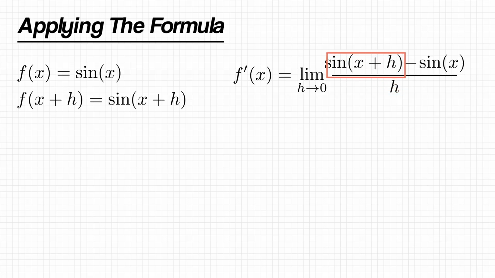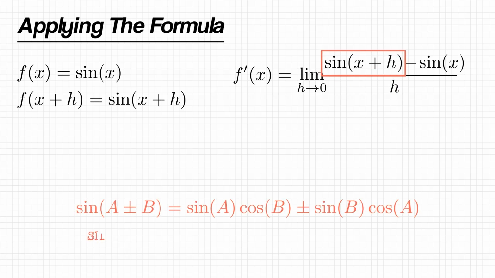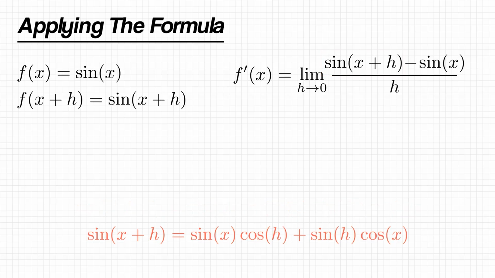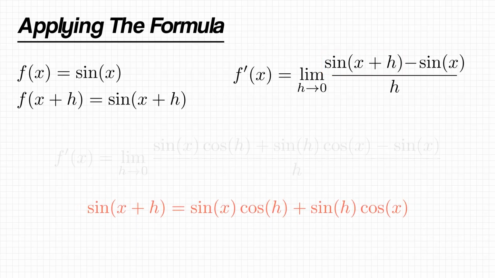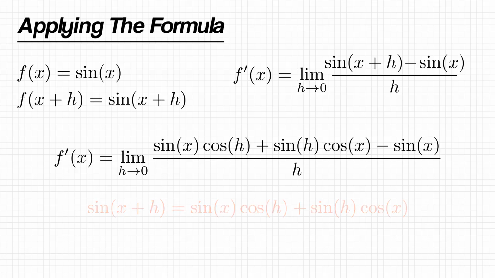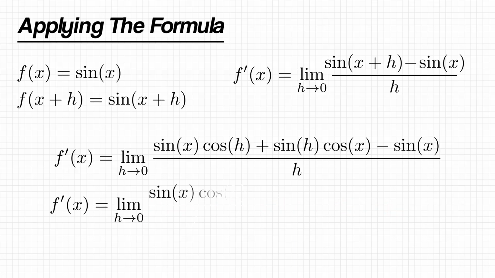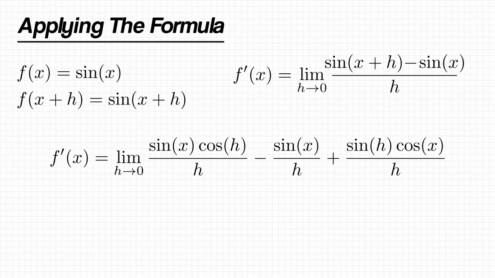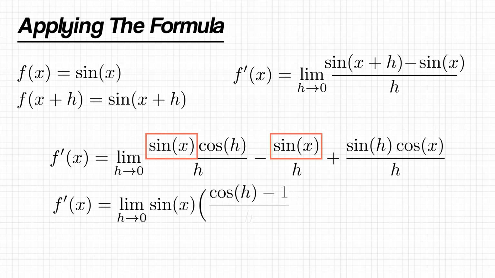To do this, we apply the sine addition formula from the formula booklet to sine of x plus h. Now let's substitute this result into our fraction. Next, let's split up the fraction into 3 separate fractions and reorder them. We can factorize out sine x from the first 2 fractions and cos x from the last fraction.